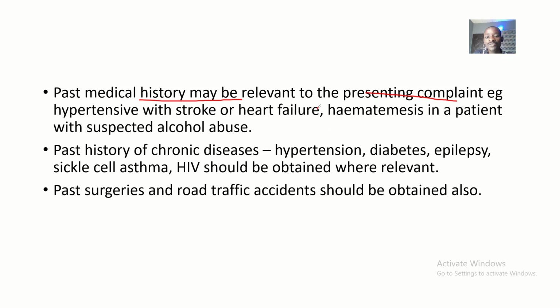Past medical history may be relevant to the presenting complaint, for example hypertension with stroke or heart failure, or haematemesis in a patient with suspected alcohol abuse. So just know what they did in their previous life. It could be what is causing what they are undergoing now. Past history of chronic diseases, which can include hypertension, diabetes, epilepsy, sickle cell, asthma, and HIV, should be obtained where relevant.